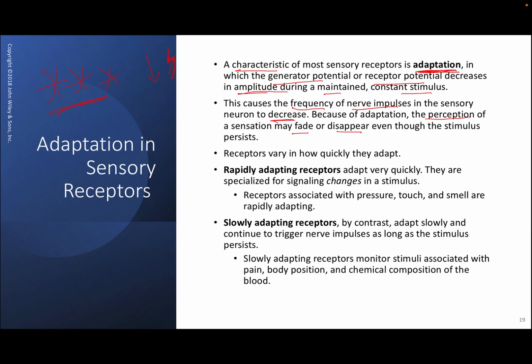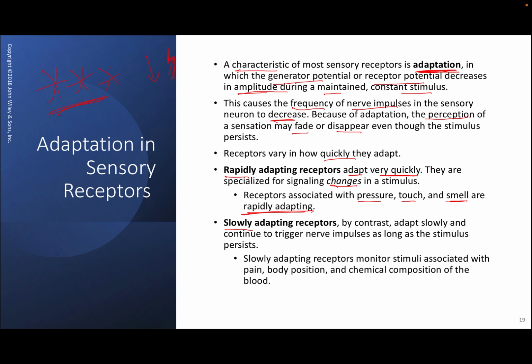So, excuse me, receptors vary though in how quickly they're going to adapt. And obviously we group them into rapidly or slowly adapting receptors. Rapidly adapting receptors are going to adapt very quickly. All right, they are going to be great for detecting changes in that stimulus, but not necessarily super important for the continued monitoring of that stimulus. So receptors that we have associated with pressure, touch, and smell are all going to be rapidly adapting receptors.